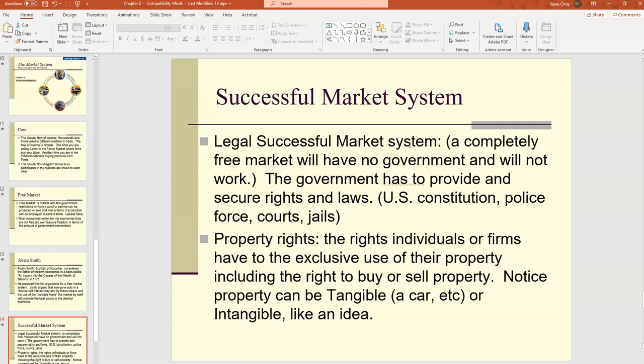So things like having a constitution, having a police force, having courts to enforce contracts, and then having a punishment system for people who don't follow those contracts. One of the things that the government is supposed to basically secure for individuals and companies is property rights. Property rights are the rights of individuals or firms to the exclusive use of their property, including the right to buy or the right to sell property. Property, by the way, can be tangible but can also be intangible, like an idea.